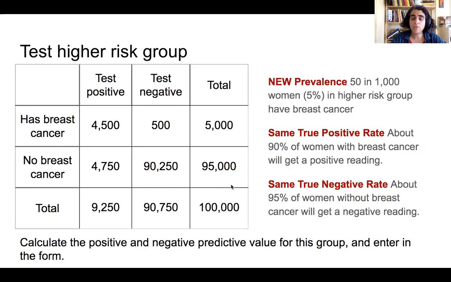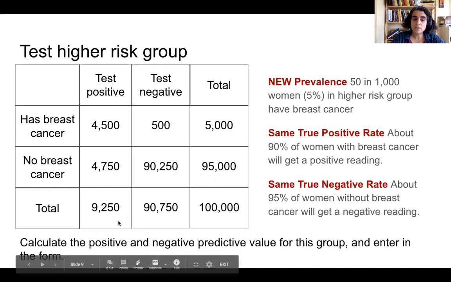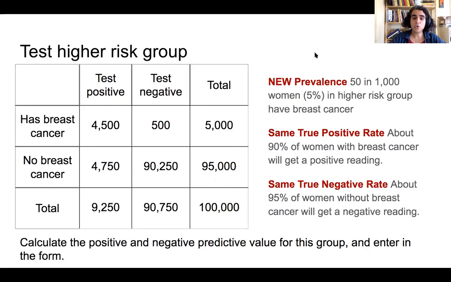Out of our 95,000 women who do not have breast cancer, you will find that 5% of them test positive and 95% test negative. You can add up going down to find out the number who test positive out of my 100,000 and the number who test negative. So looking at this data, I would like you to calculate the positive predictive value. If you test positive, what's the chance you're sick? And the negative predictive value. If you test negative, what's the chance that you're healthy? And enter those into the form.